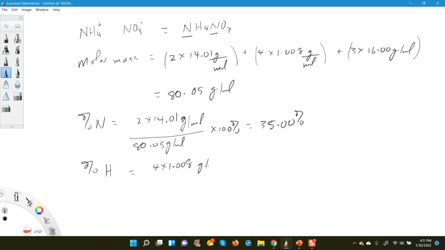And then in the case of the next element, which is hydrogen, that will be equal to 4 times 1.008 grams per mole divided by 80.05 grams per mole times 100%. Let's see what that gives. So 4 times 1.008 divided by 80.05, times 100. According to my calculations, this works out to be equal to 5.037%.